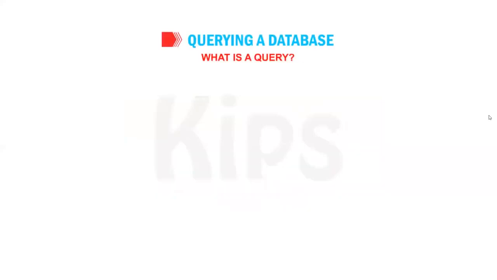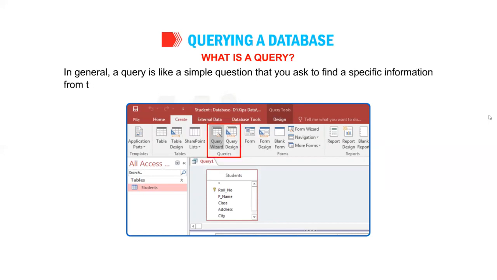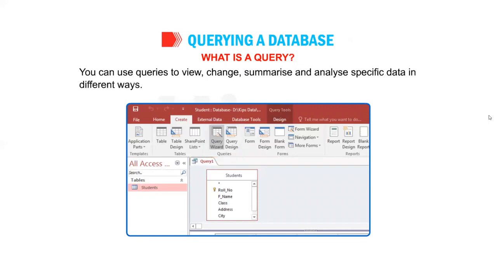What is a query? In general, a query is like a simple question that you ask to find specific information from the database. Similarly, in Access, when you build a query, you are defining specific search conditions. You can use queries to view, change, summarize, and analyze specific data in different ways.